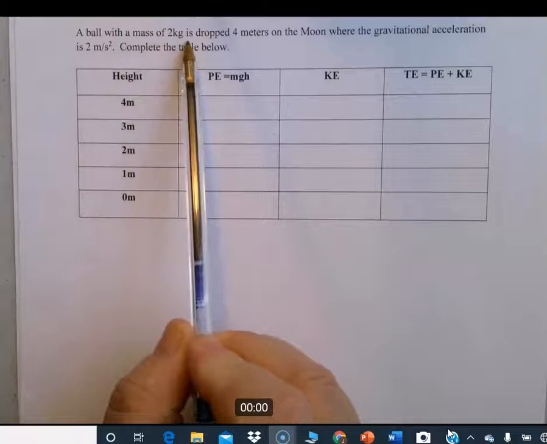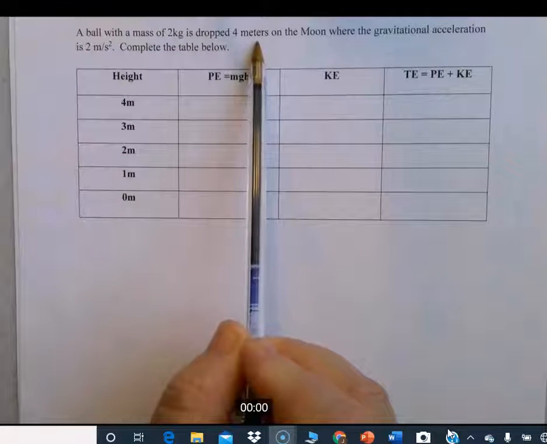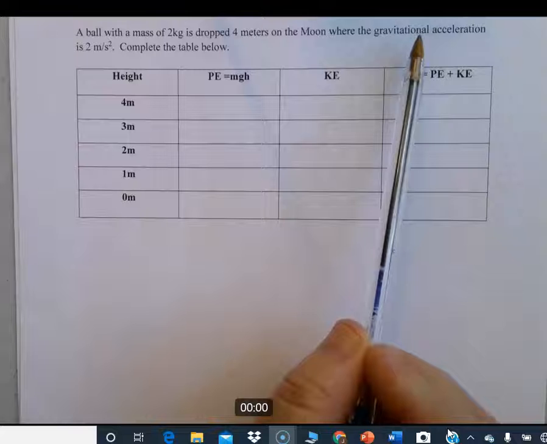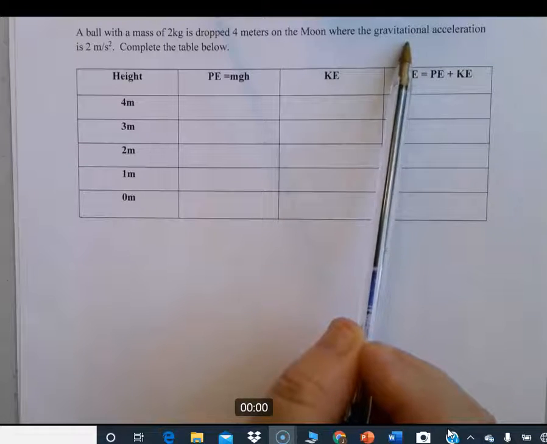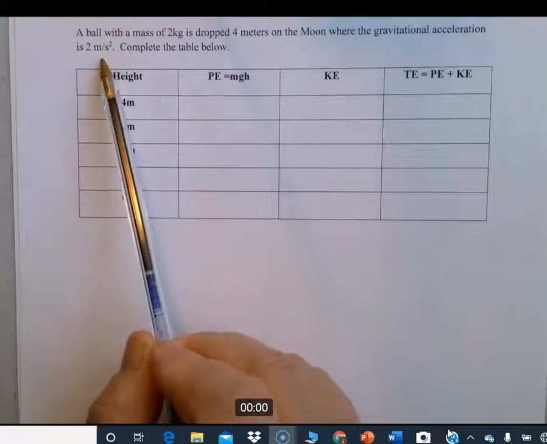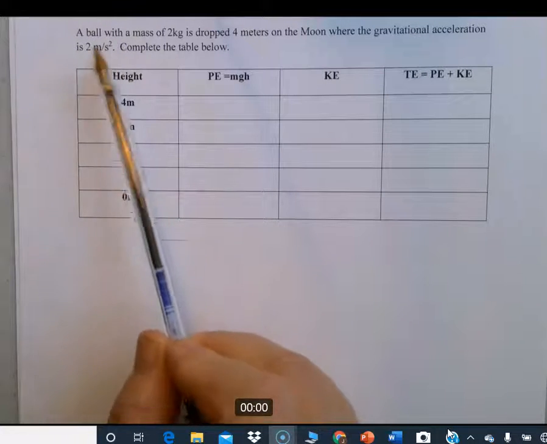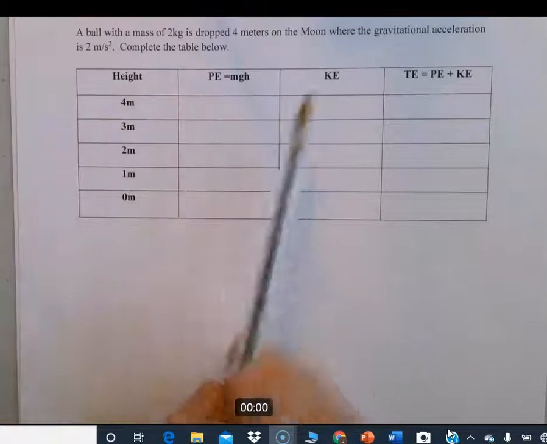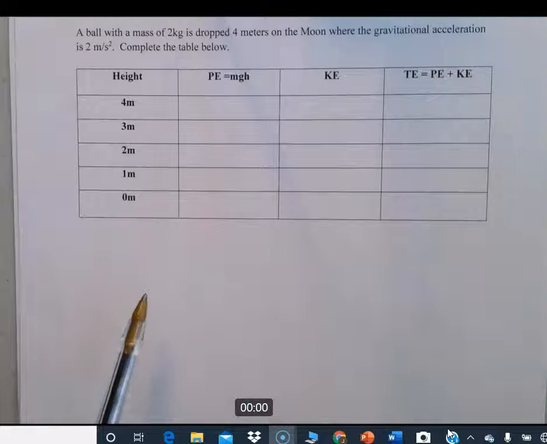A ball with a mass of 2 kilograms is dropped 4 meters, and it's done on the moon. So the gravitational acceleration on the moon is not 10 meters per second squared like it is here on Earth. It's about 2 meters per second squared. In fact, it's a little bit less than that, but we'll just keep the number simple and make it 2. All right, so we're going to fill in this table of potential energy, kinetic energy, and total energy.